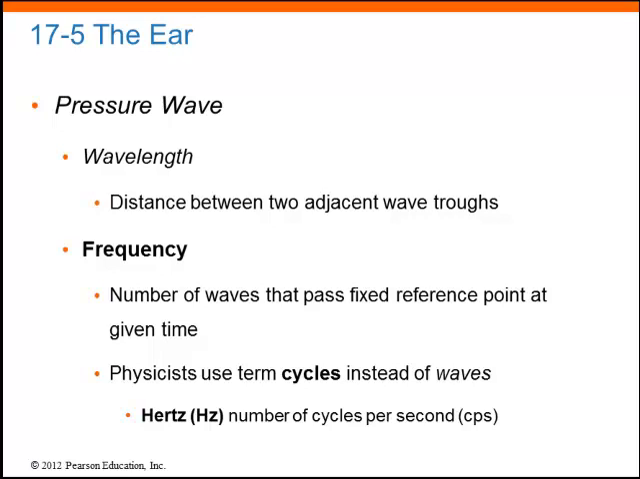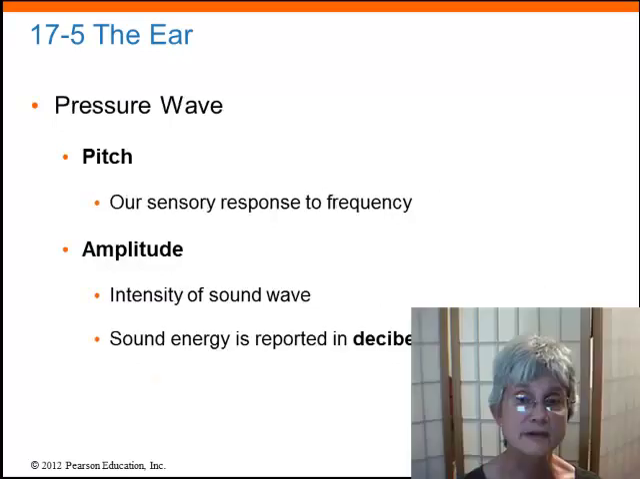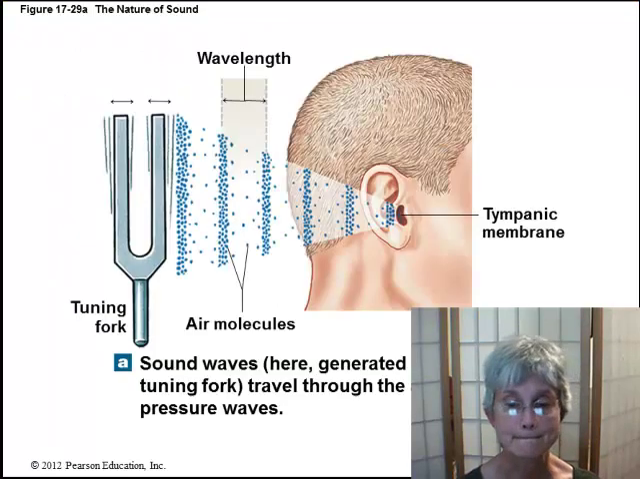The wavelength, how fast are the individual waves coming, and that's measured as the frequency, also known as the cycles. And the way the brain interprets that is our sense of pitch. Is it a high pitch or a low pitch? The amplitude tells you the intensity of the sound, how loud is the sound, and that's measured in decibels.